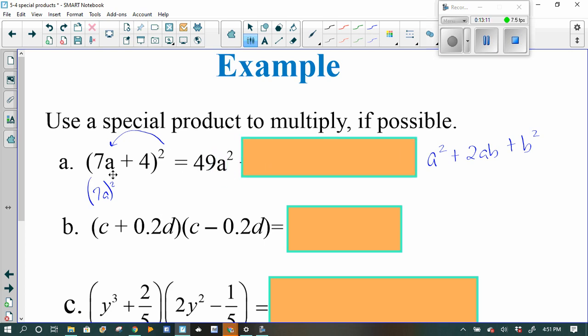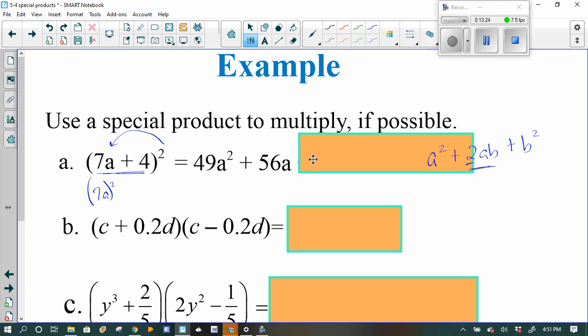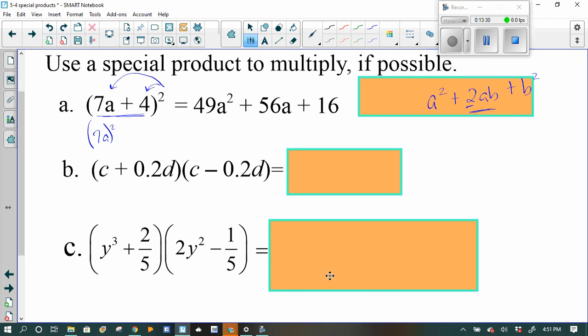And then the middle term, you multiply these two. So 7a times 4 is 28a, and double it, so 56a. And then square the end, 16. Okay. This is the one where they're exactly the same, except one is plus and one is minus. So it's going to follow the rule with no middle term.